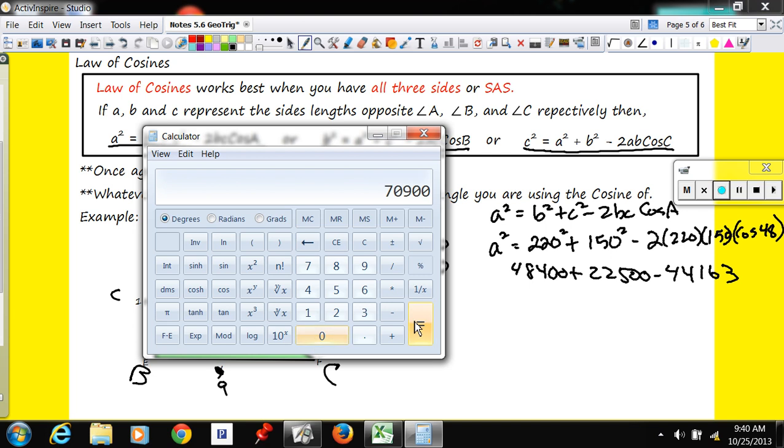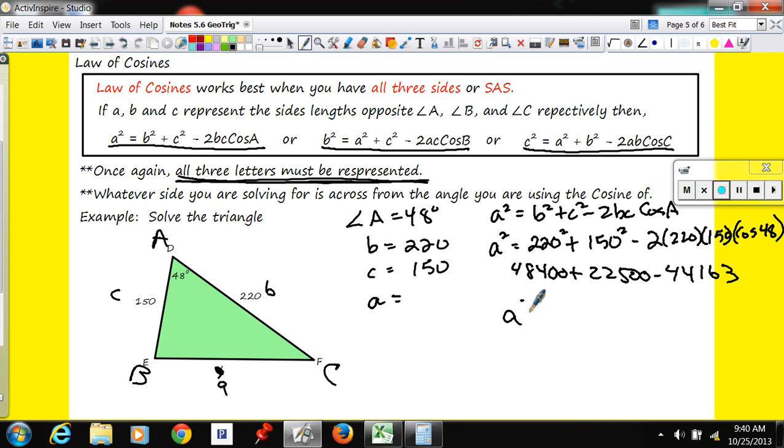And then I'm going to get that answer and subtract 44,163. That's going to give me 26,737. So a squared equals 26,737. Now I don't want a squared though.